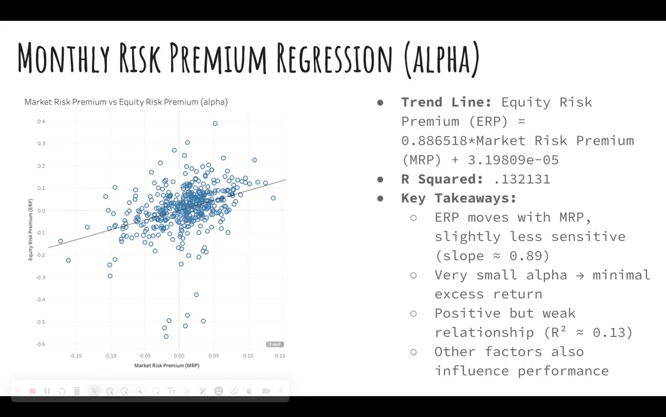Similarly, when we include alpha in this model, the results stay consistent. Alpha is close to 0, meaning the portfolio did not generate excess returns beyond what the market would predict. The R-squared remains around 0.13, confirming that the portfolio's movements are somewhat tied to the market but not dominated by it. For investors, that means that returns are proportionate to market risk without consistent outperformance.